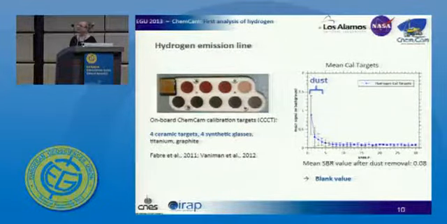And on the right, you can see that after the dust is removed, a mean value of about 0.08 is obtained, which we say is no hydrogen. So this is used as a blank value.